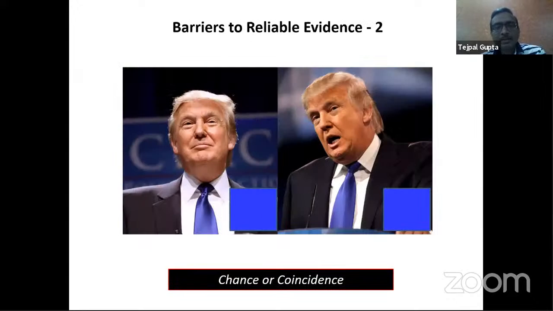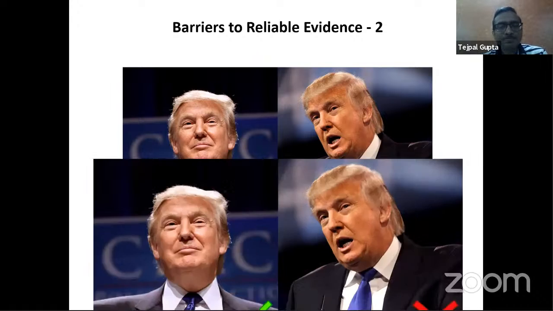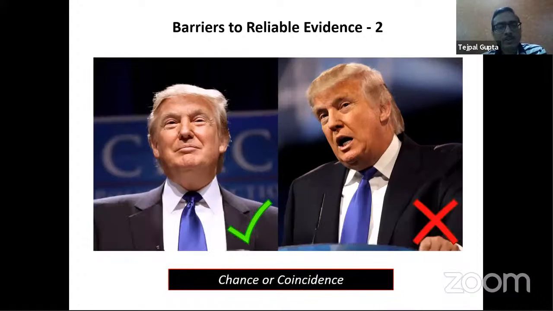The second barrier to reliable evidence is chance or coincidence. These are two photographs of Donald Trump. One of them is actually Donald Trump. The other one is not; it's a fake. Looking at the photographs, I think it's quite difficult. At least I could not make out which one was the real one. So there can be chance or coincidence, and that's also a barrier to reliable evidence. The one on the left is the true Donald Trump. The one on the right is a fake.